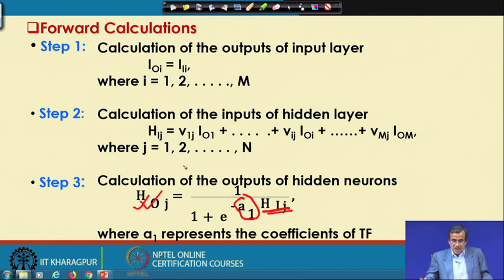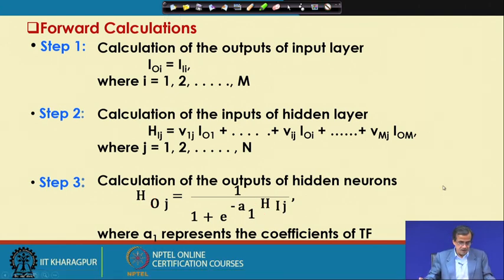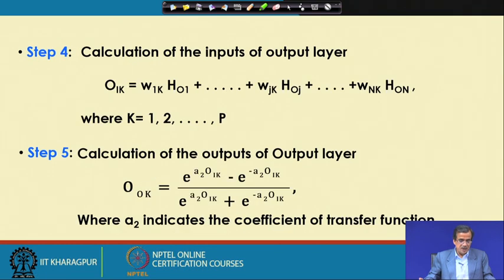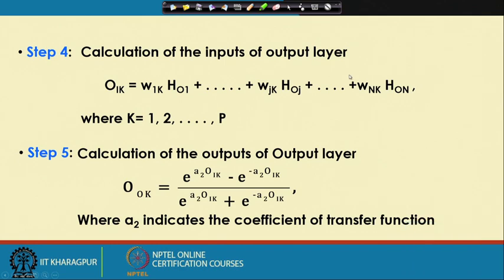So, this is the log sigmoid transfer function, which I have already discussed. Using this log sigmoid transfer function, I can find out what the output should be for the jth neuron lying on the hidden layer. And once you have got this output of the hidden neuron, we are in a position to calculate the input of the output layer.